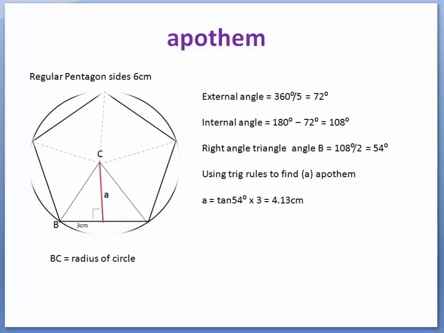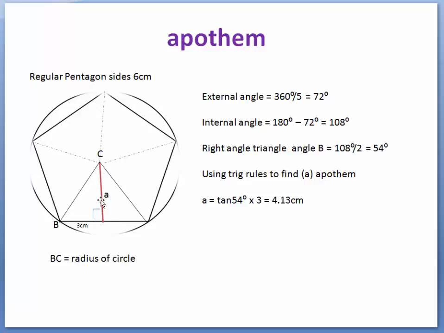The apothem is quite important when working out the areas of polygons. So the apothem is a line which joins the center of the polygon, or the center of the circle that it's inscribed in, to the middle of one of the sides of the regular polygon. So it divides the side exactly in half, at 90 degrees, and it goes to the center of the polygon.